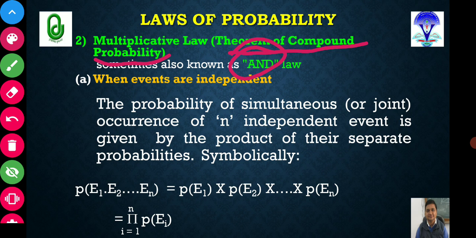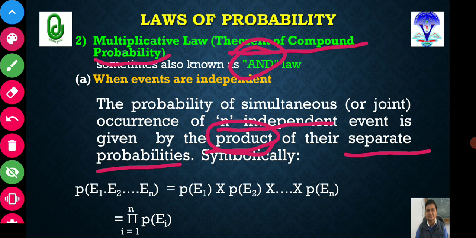So again here also there are two conditions. First condition, when events are independent. The probability of simultaneous occurrence of n independent events is given by the product of their probabilities. This you have to remember. In the addition law we were adding, but here you have to find out the product of their separate probabilities.